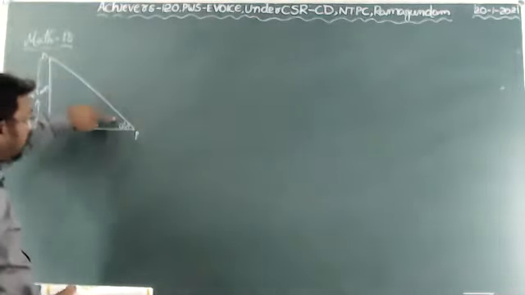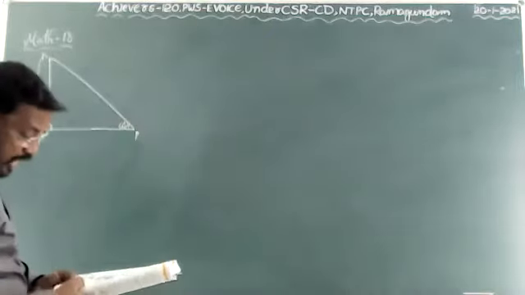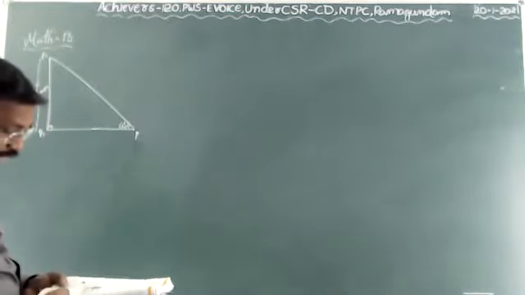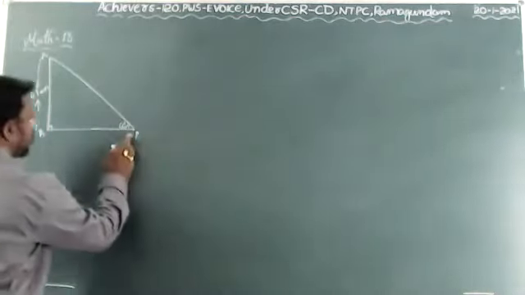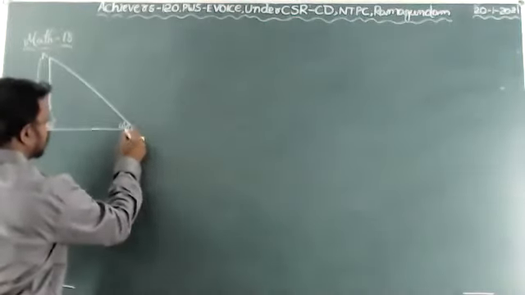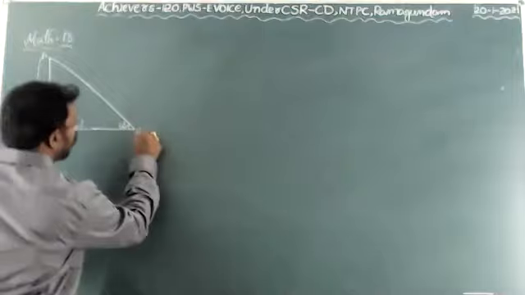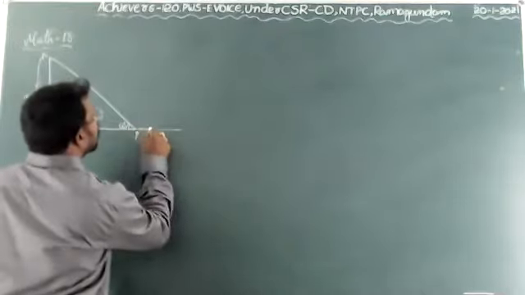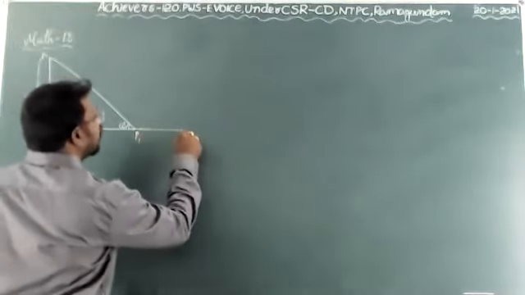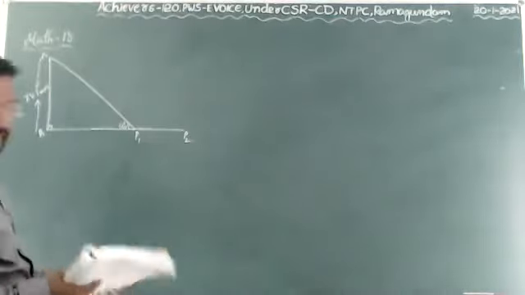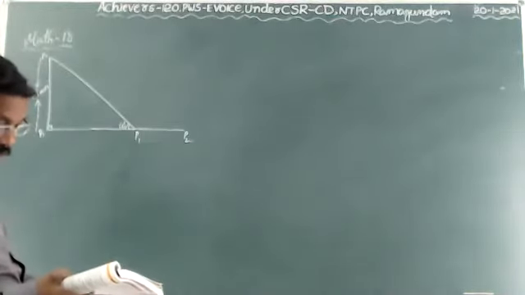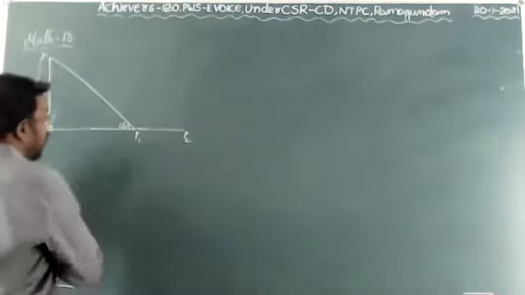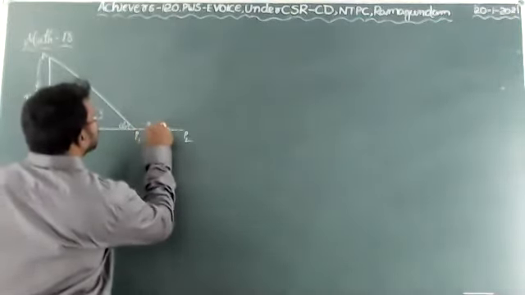From another point, 10 meters away from the point. Away means from here to one more. Let us take this is point P1 and this is point P2. From another point 10 meters away from this point, let us take this is 10 meters.